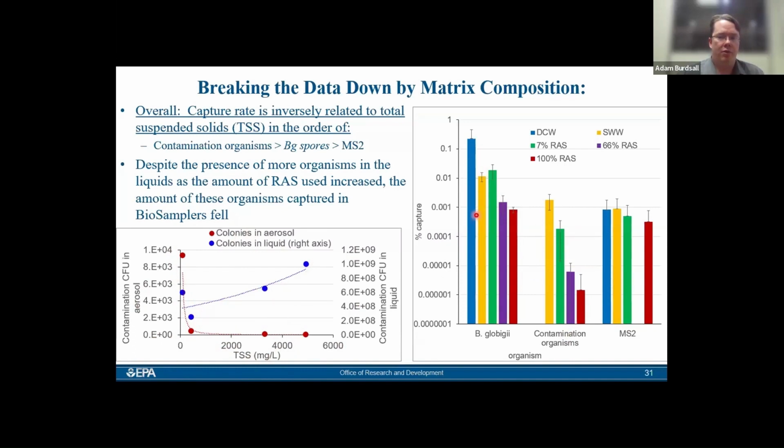Another detail to look at for BG spore capture is, again, in the bar chart here, just looking at these first two. We see a drop between the dechlorinated tap water, that's our blue bar, and the synthetic wastewater, our yellow bar. Now, the suspended solids in the synthetic wastewater is rather low, so there isn't much for the spores to stick to. As such, it appears that this drop may be a result of the organic chemicals in the synthetic wastewater. And finally, I found it very interesting that despite all of these interesting trends that are showing up for spores and contamination organisms, MS2 seems to be only slightly affected by these changes in liquid matrix.